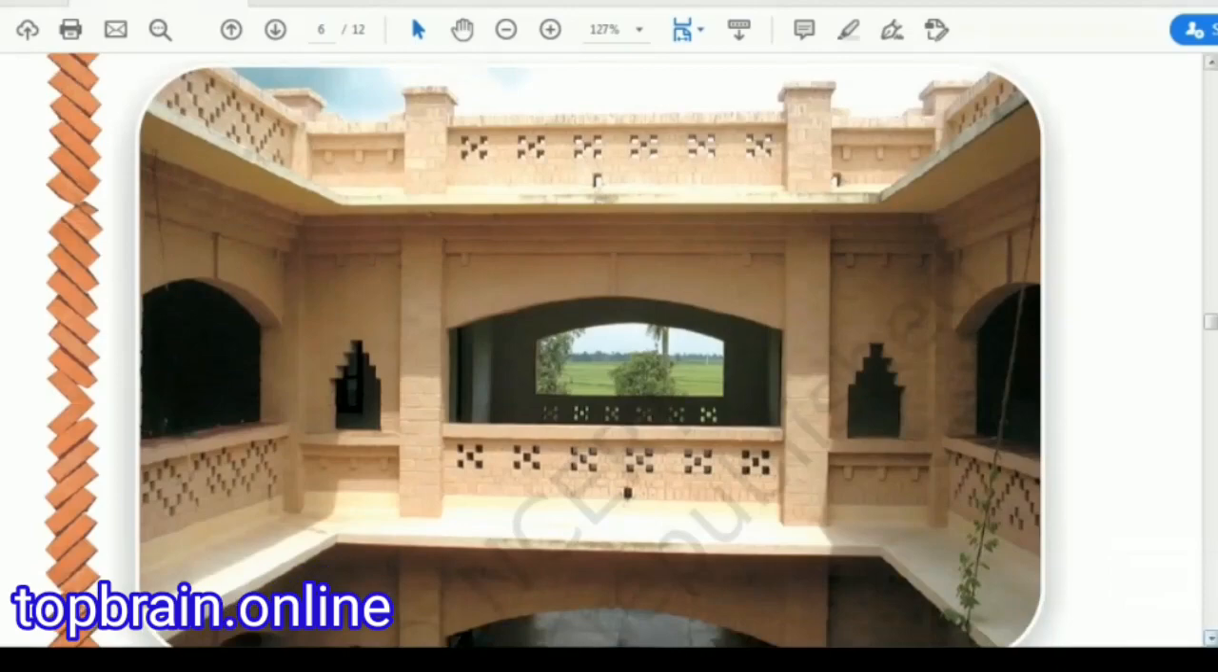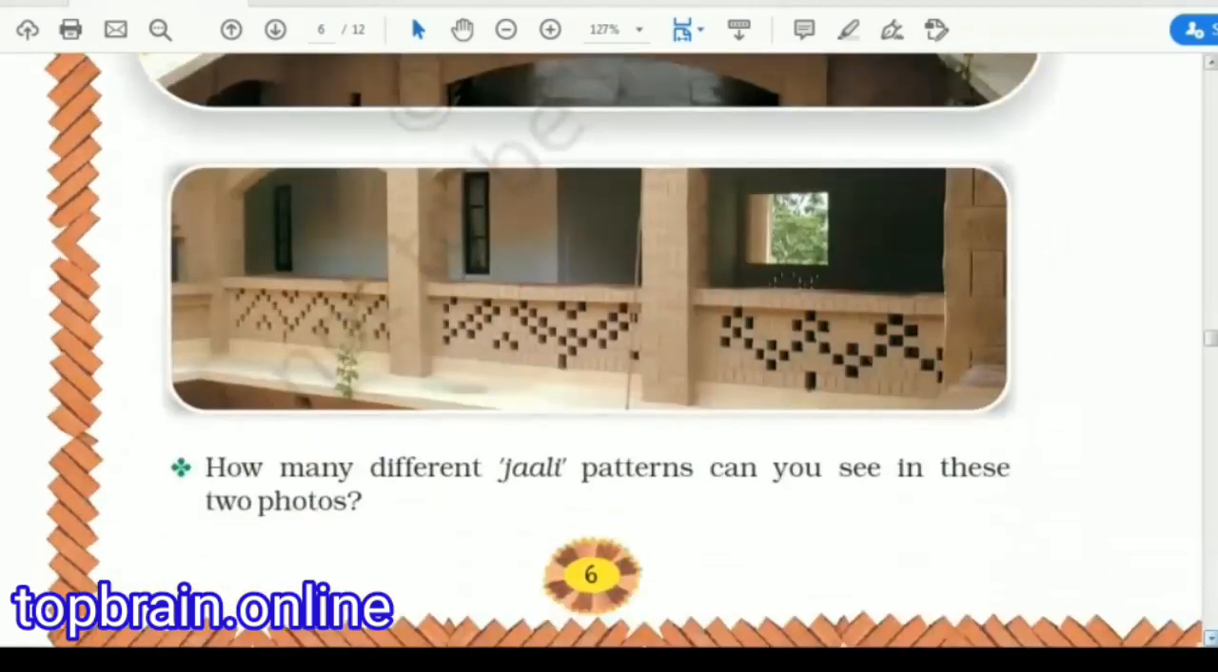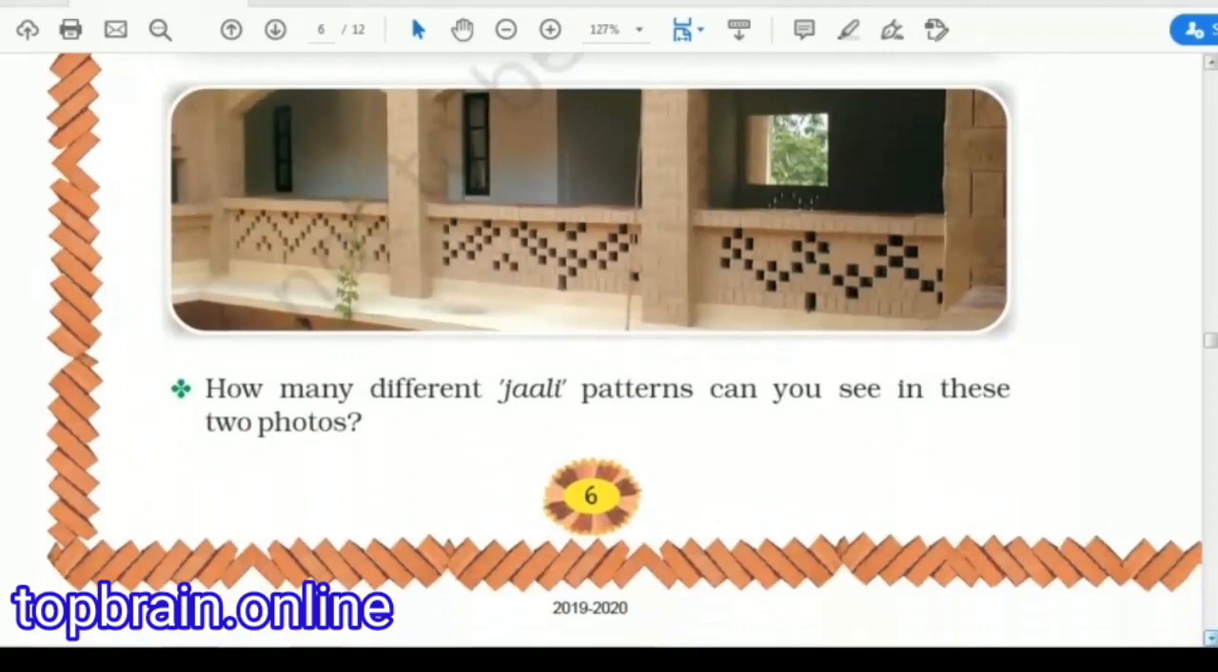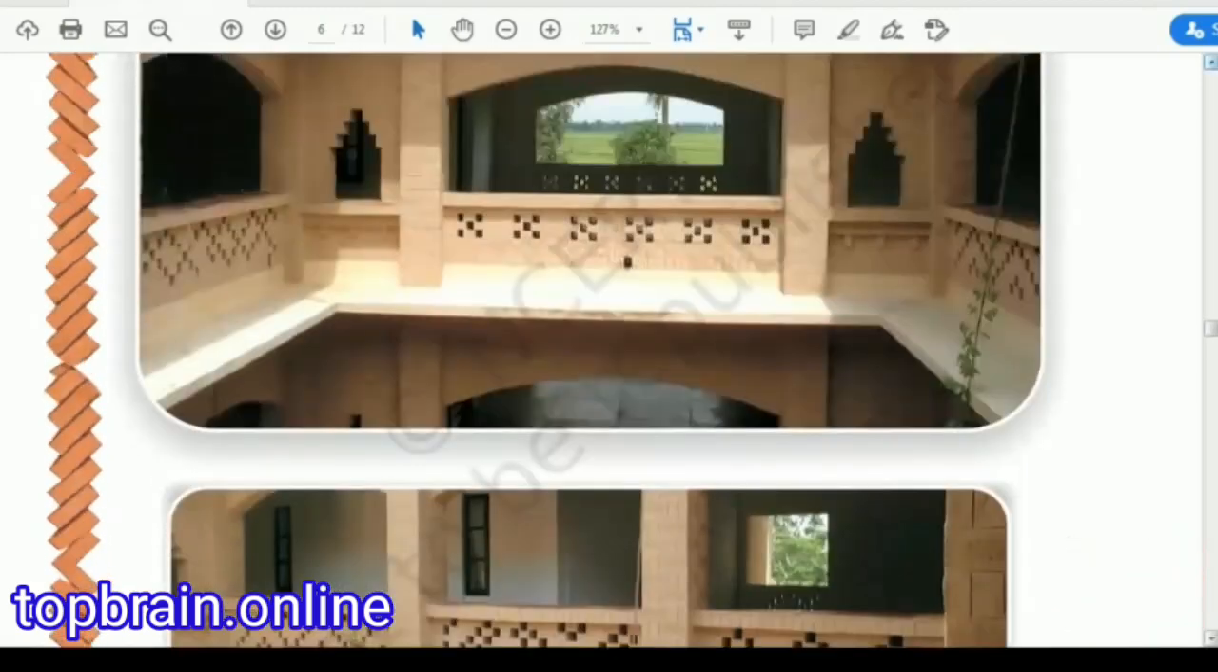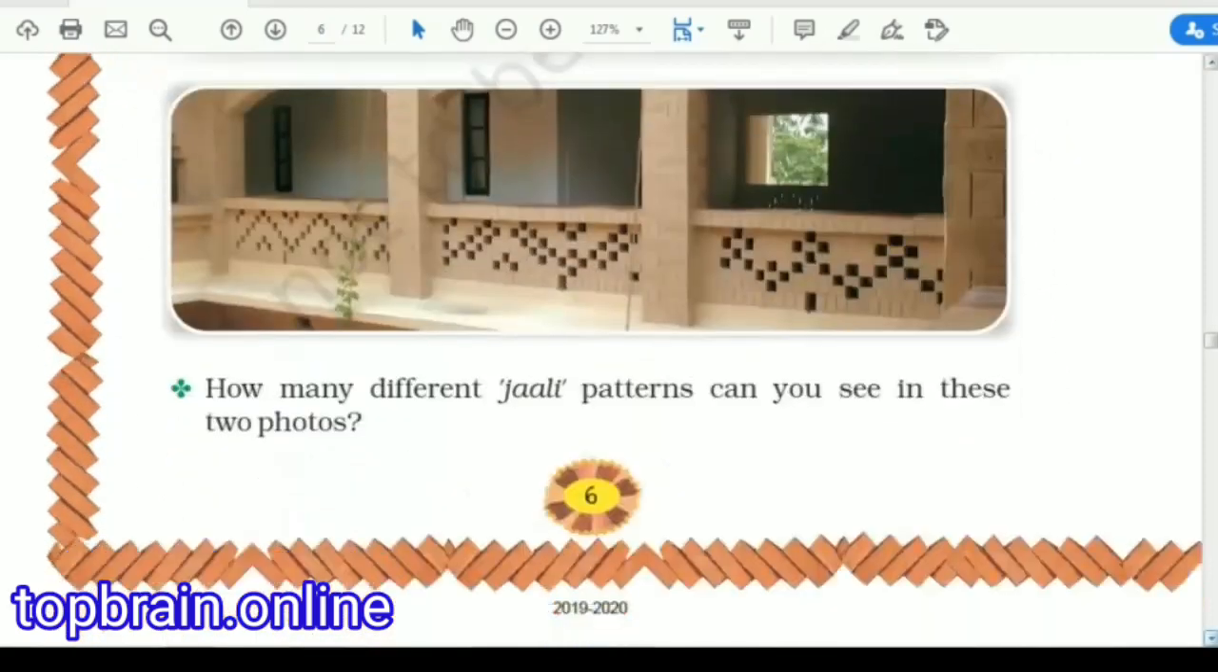And in this part, in this picture, this is a jali pattern, this is a jali pattern, and this is a jali pattern. So find out how many jali patterns are in these two figures. So see the picture and try to find out the different jali patterns. Try it yourself.